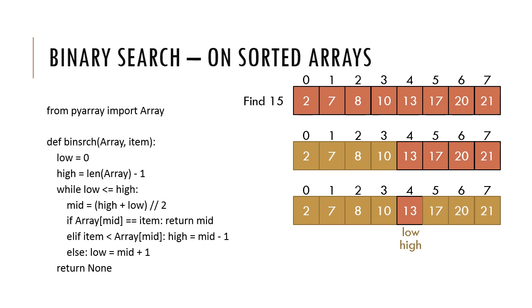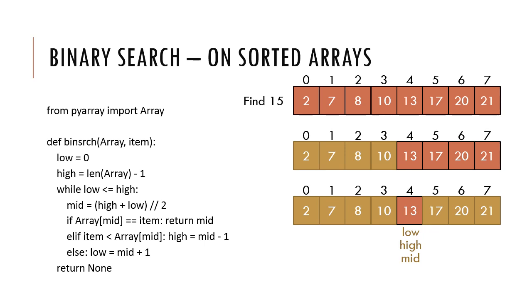Low and high both are at 4. We realize that 15 is less than 17, so we shifted our focus to elements to the left of 17. Now within our focus there is only one element. Low is less than or equal to high. Mid will also point at 4.